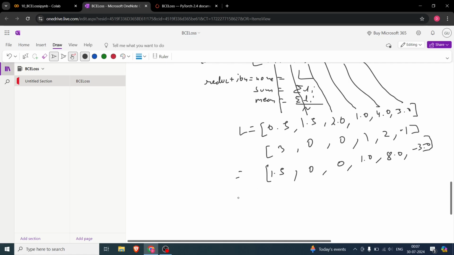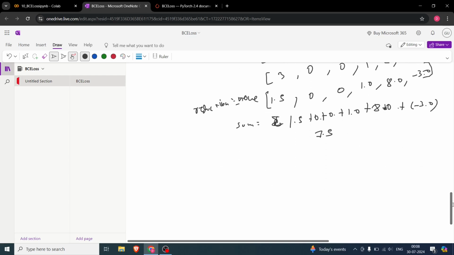Same thing if you have reduction equal to sum. So this was reduction equal to none. Okay, reduction equal to sum, you sum everything. So you sum all of this: 1.5 plus 0 plus 0 plus 1.0 plus 8.0 plus minus 3.0. So this is 1.5, this is 2.5, this is 5. So 2.5, that's 7.5 is the loss total.